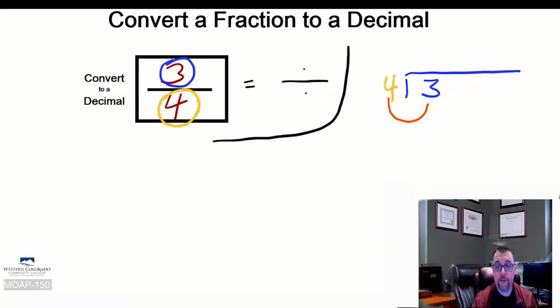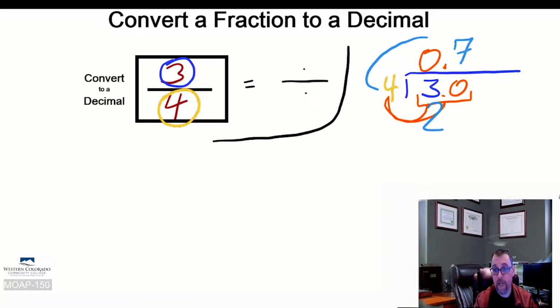Does 4 go into 3? No. So that means we put a 0, we add a decimal, and then we ask, does 4 go into 30? Yes, it does. How many times does 4 go into 30? It goes in 7 times. So 7 times 4 is 28. So we subtract 28 from 30. That leaves us with 2.